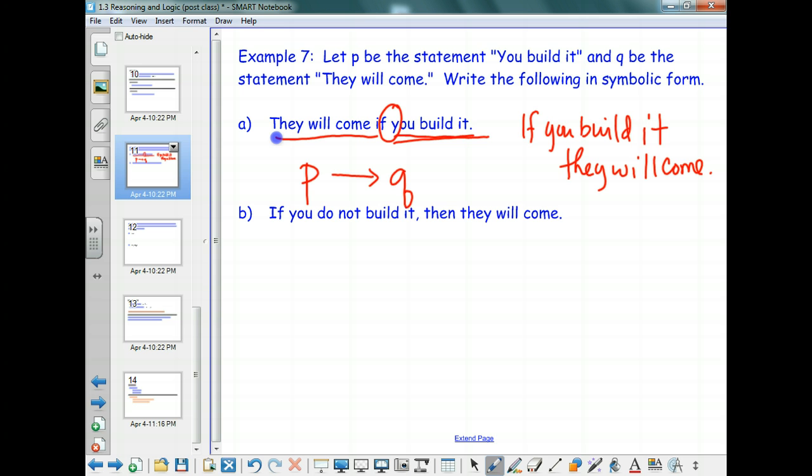Yes. Now, part B is a little bit nicer in the sense that the if is already at the beginning, so we don't have to move it around, right? But it says, if you do not build it, what symbol is that? That's tilde P, right? What comes next? Before that, the arrow, and then Mackenzie, what do you have? Q. If you do not build it, then they will come. Now that's not a statement that's equivalent to one I already said before, but it is a statement that has the symbols in the correct order, right? So that's what we're looking at on that problem.